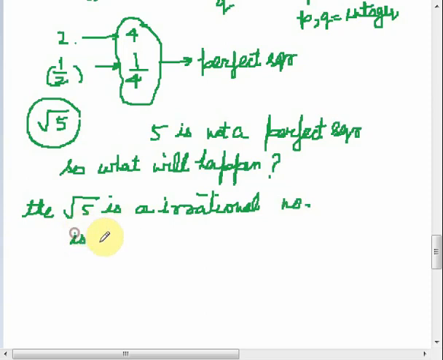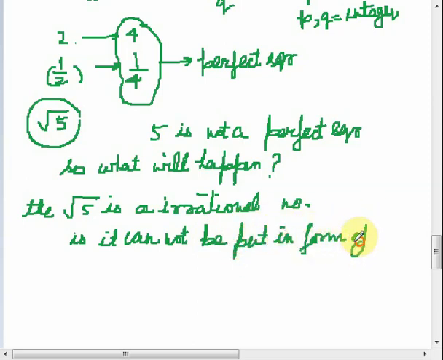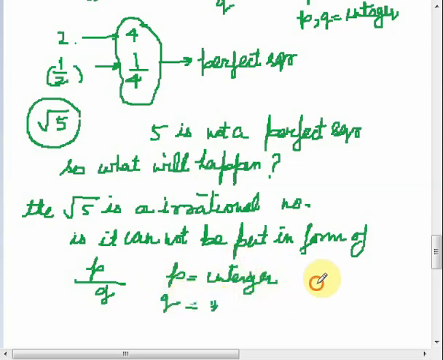That is, it cannot be put in the form of p upon q, where p is an integer, q is an integer, q not equal to 0.